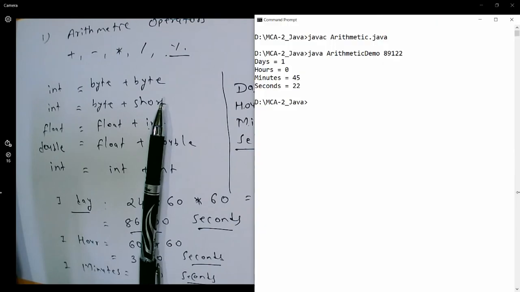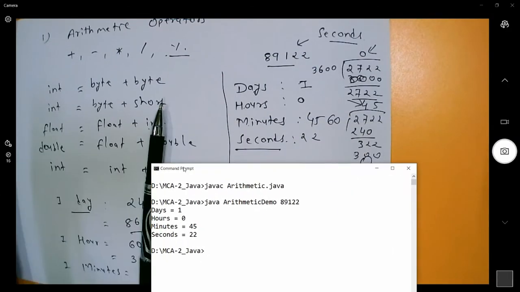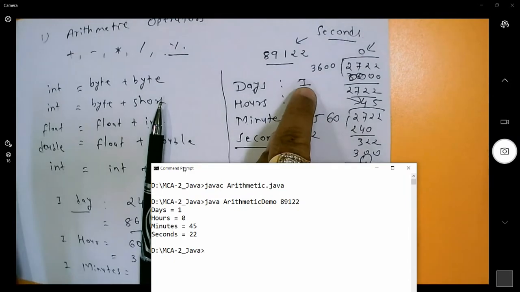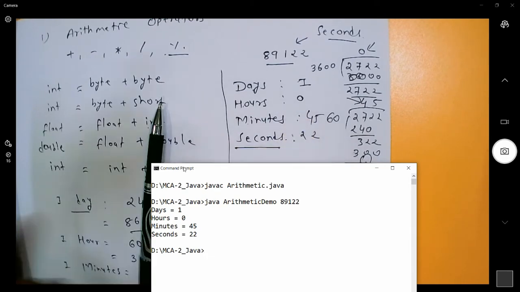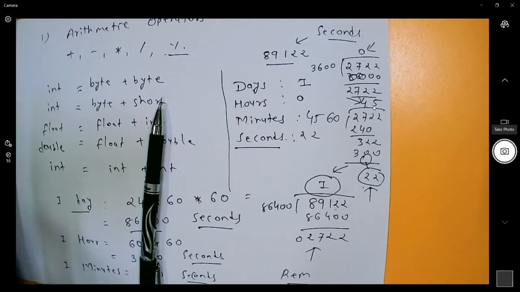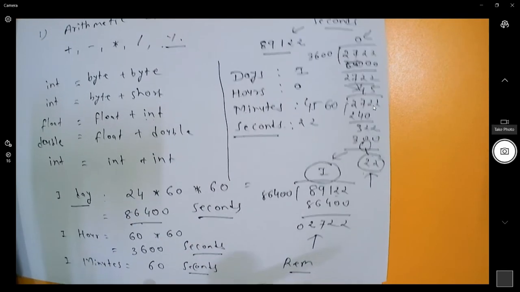You can compare with the result that you calculated on paper: days is equal to 1, hours is equal to 0, minutes is equal to 45, seconds is equal to 22. And how can we do this? Very simple. This is the simple calculation that I did.